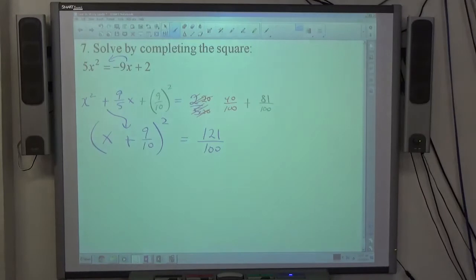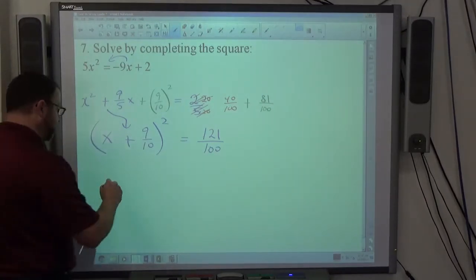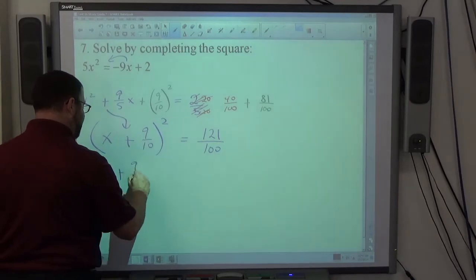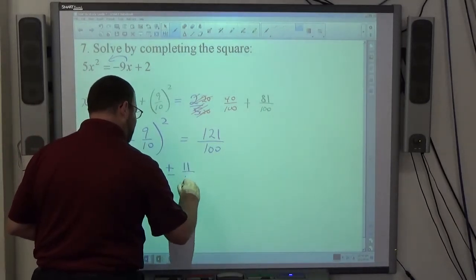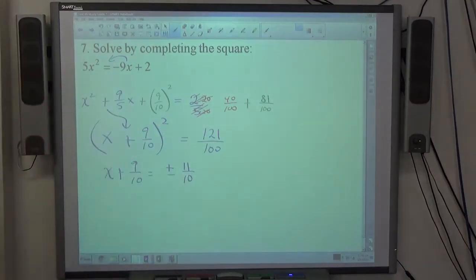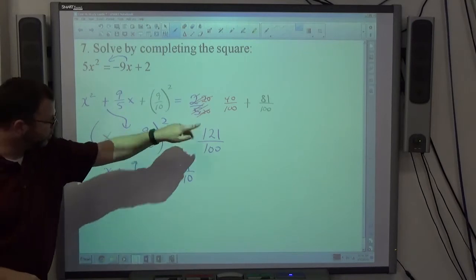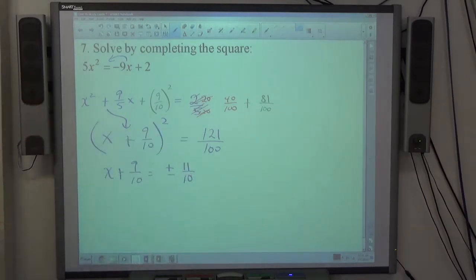121/100ths. Once again, I got a perfect square equal to a number, so I'm going to square root both sides. This side becomes x plus 9/10. This side becomes plus or minus 11/10. Once again, perfect square, so I would expect on the test this one also will come out to exact squares, so you should have an exact square root.